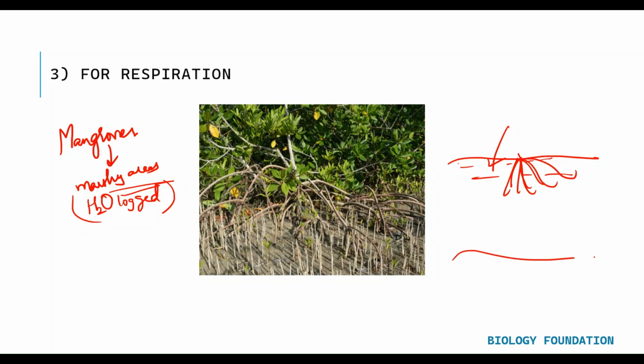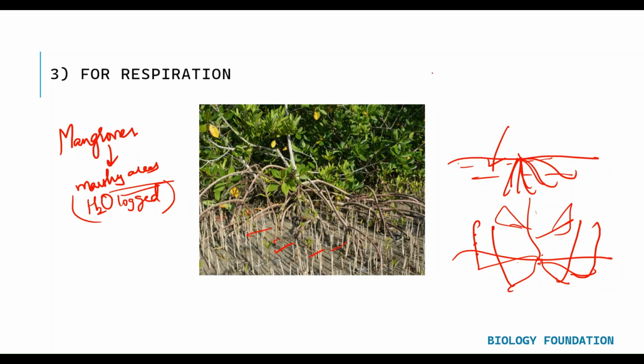In such cases, what you can see in these plants is you have your stem, leaves and all, everything growing, and the roots grow inside the soil and then they again come upwards. Can you see here? And these roots have pores in them, and these pores are called pneumatophores.